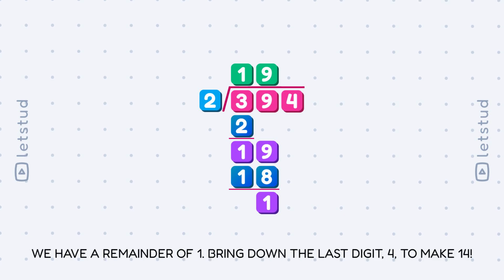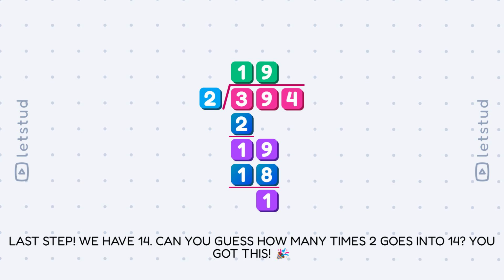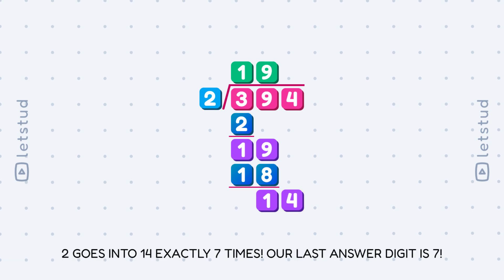We have a remainder of 1. Bring down the last digit, 4, to make 14. Last step, we have 14. Can you guess how many times 2 goes into 14? We brought down the 4 to join the 1, creating our final number, 14. 2 goes into 14 exactly 7 times. Our last answer digit is 7.